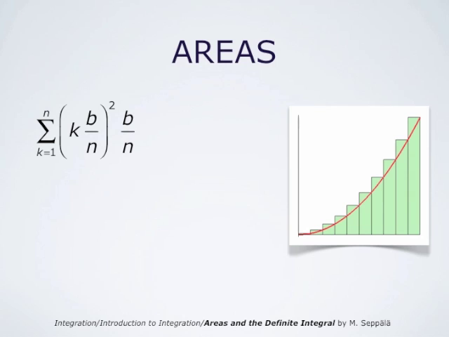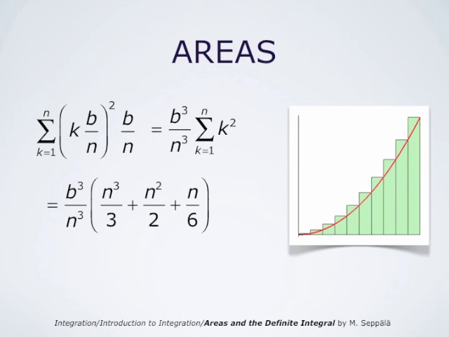Namely, summation k from 1 to n, k times b over n squared times b over n, can be written as b cubed over n cubed times summation k from 1 to n k squared, because every term in the sum has b cubed over n cubed as a factor. So these factors can be taken out of the summation, and we are left with summation k from 1 to n k squared. And as observed before, summation k from 1 to n k squared is n cubed over 3 plus n squared over 2 plus n over 6. Therefore, this sum is b cubed over n cubed times n cubed over 3 plus n squared over 2 plus n over 6.